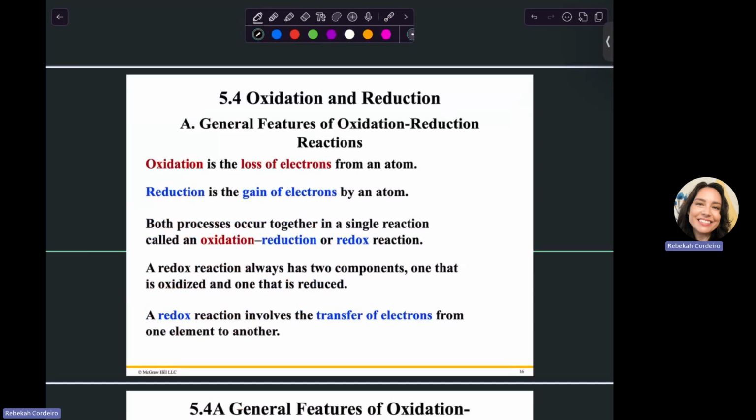For oxidation and reduction, we are looking for the changing around of electrons. And so oxidation is the loss of electrons from an atom. I like to remember this as LEO: losing electrons, oxidation. So LEO is losing electrons, oxidation.